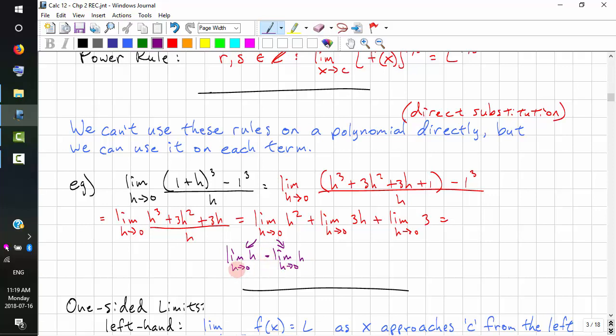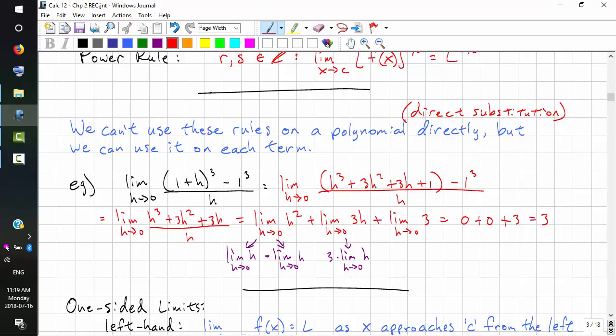Okay, so we get 0 times 0. And again, technically, we have 3 times the limit as h approaches 0 of h. And we got 0 plus 3, and that's 3.